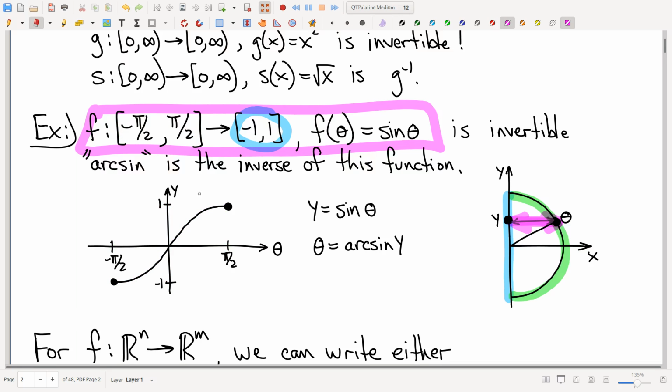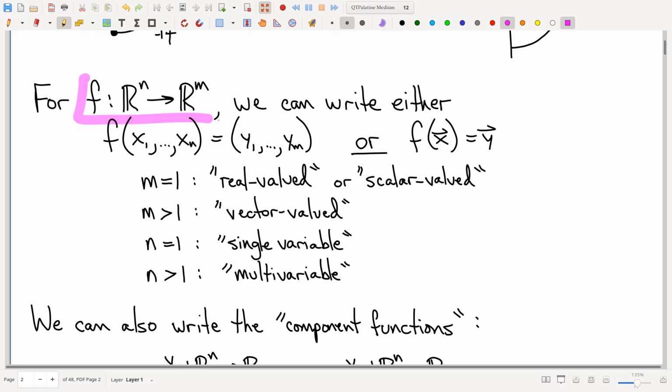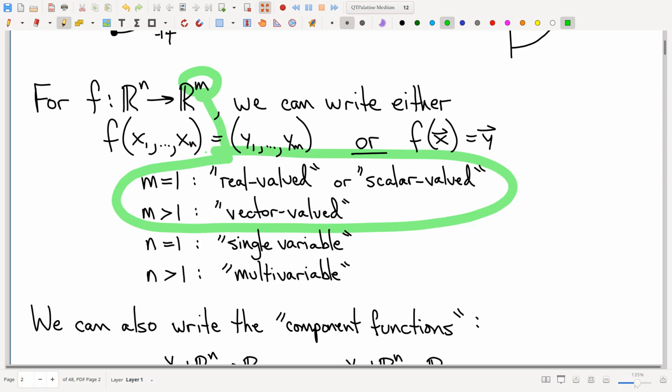So a little bit of language that has to get noted. We're going to talk about various different kinds of functions that have various different numbers of inputs, various different numbers of outputs, and the number of outputs refers to what we call the values of the function. And if there is only one output coordinate, then the output is just a real number, so we call it a real valued function, or said differently, that value is a scalar, and so we call it a scalar valued function. Okay.